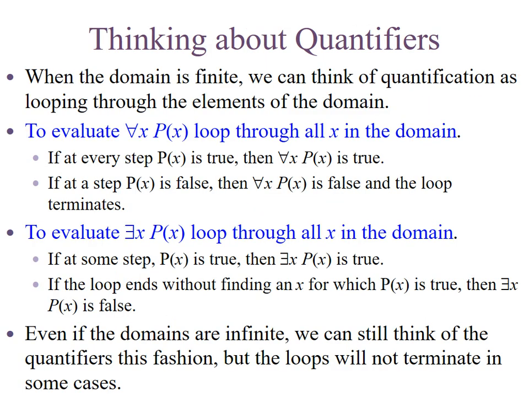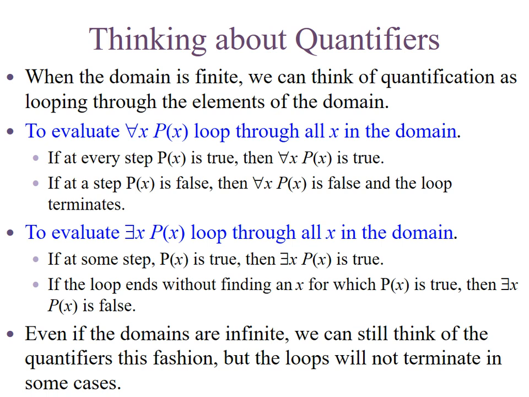Okay, so based on the previous examples, you can see how we determine whether the predicate logic statement for all or for some is true or false. If we have for all x P of x, you need to loop through all elements within the domain to see if every element makes P of x true. If we verify that, then we can say for all x P of x is true. If at some step we find a particular element where P of x is false, that makes for all x P of x false.